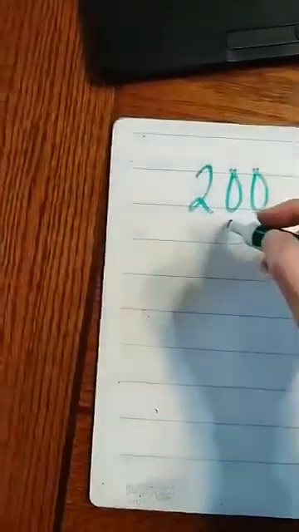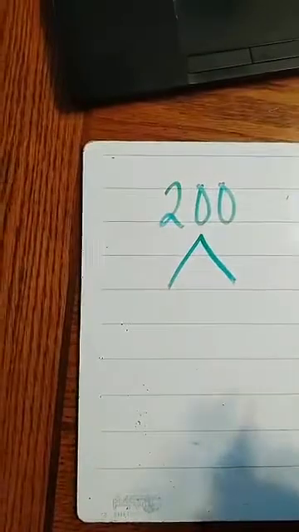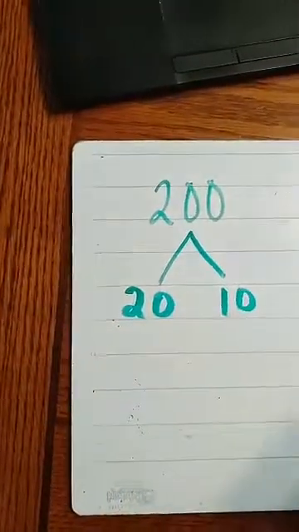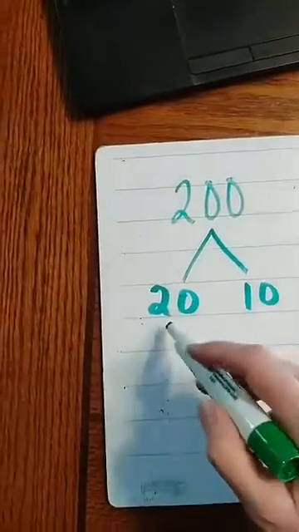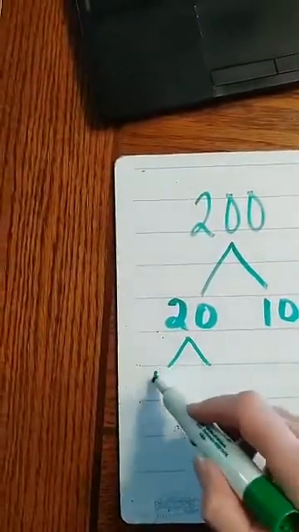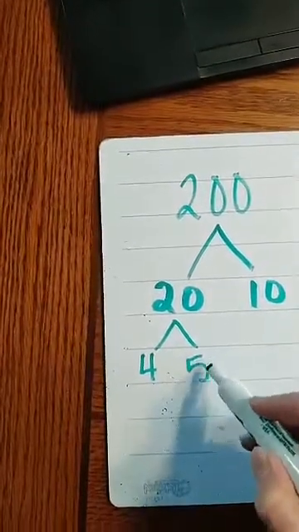Okay, let's try one more, sixth graders. 200. Oh my gosh. Don't freak out. I know you can do this. Tell me, 200 is not on my chart. What can I multiply to get 200? You've got it. I can take 20 times 10. Let's break that down. What can 20 be broken down into? Yes, it can. 4 and 5.